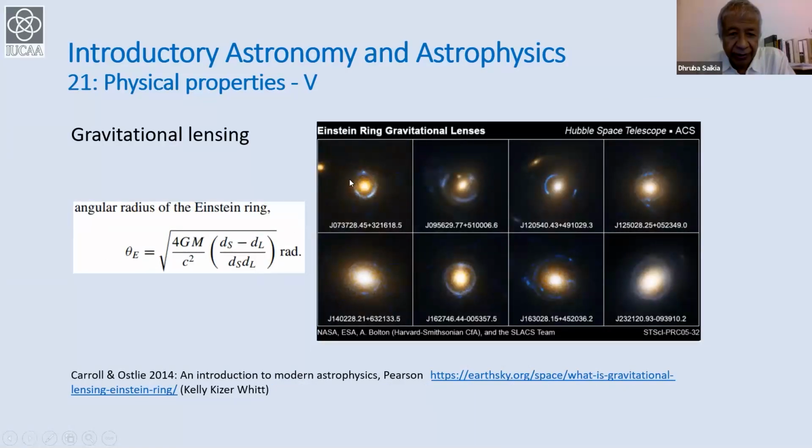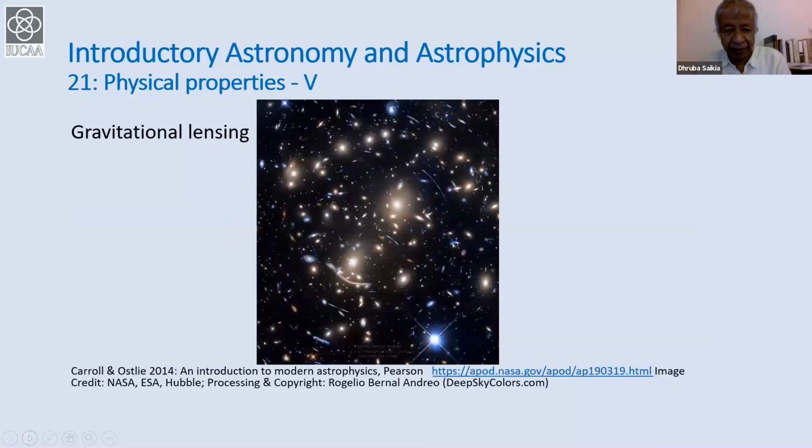So here are objects called Einstein rings, where if an object is directly behind a lens, it can be seen to form a ring around it. These are images from the Hubble Space Telescope. There are also many other collages which you'll find on the web. And θe is referred to as the Einstein radius of this ring over here. These gravitational lensing images are absolutely fantastic.